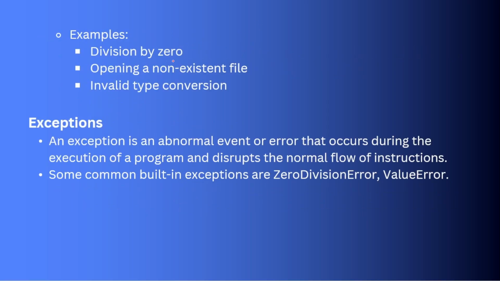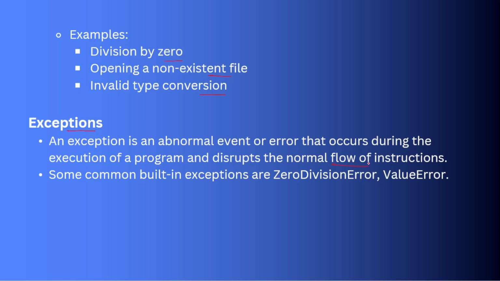So what are the examples? Like division by 0. If division by 0 is performed, then it would generate a runtime error or exception. If we try to open a non-existent file, a file which is not present at a certain location or not present at all, or if invalid type conversion is performed, then that would generate an exception. So what are exceptions? An exception is an abnormal event or error that occurs during the execution of a program and disrupts the normal flow of instructions.